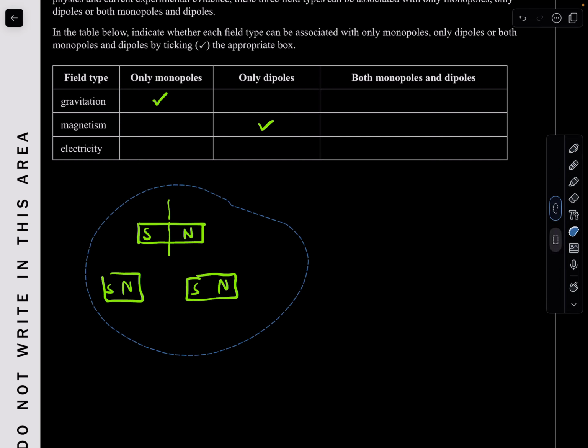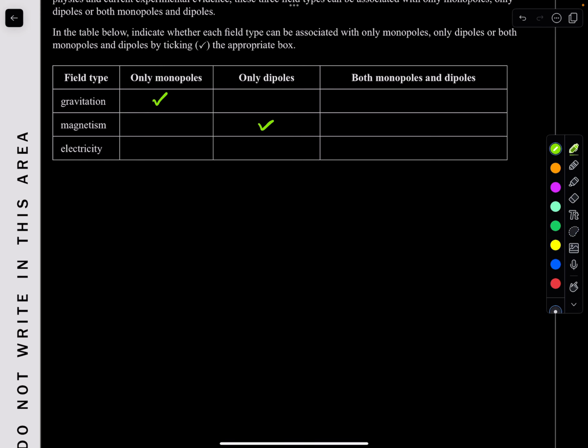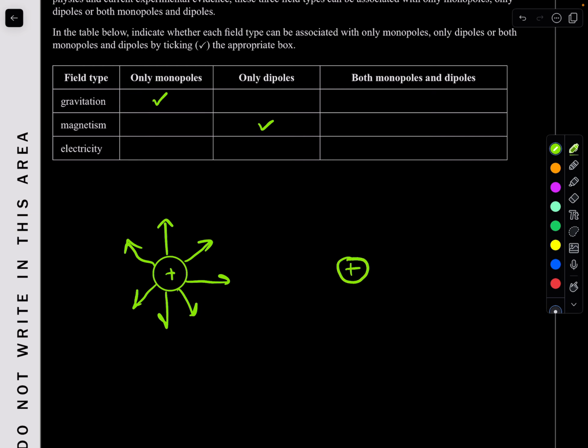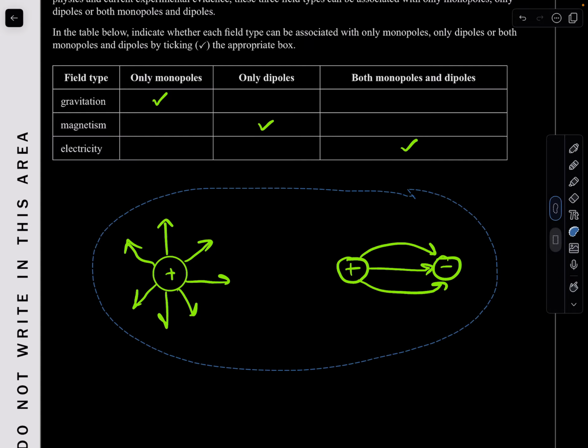Now let's have a look at electricity. Electricity can actually exist in both. Say you have a point charge, like a positive charge. The electrical field lines are coming outwards, and so it can exist as a monopole, and also it can exist as dipoles. If you have 2 poles, like positive and negative, these attract each other. They can exist as 2 poles overall. And so electricity can exist as both monopoles and dipoles. Nice and easy. Beautiful. And that is it.